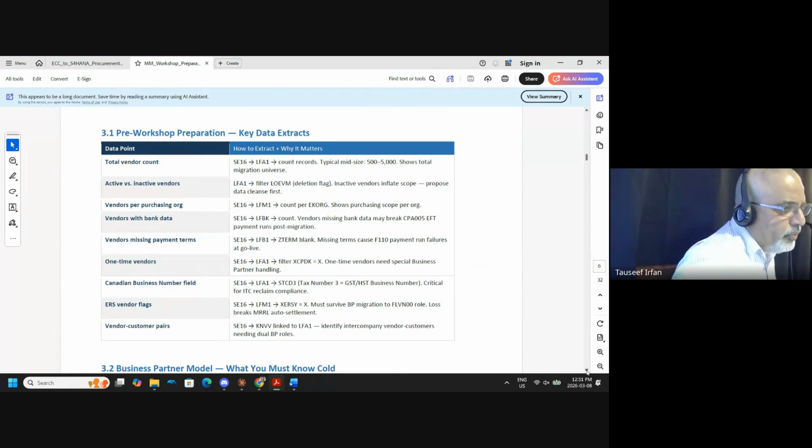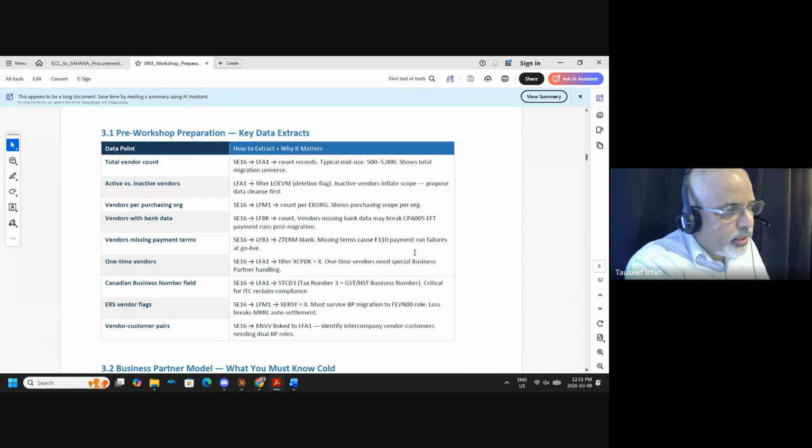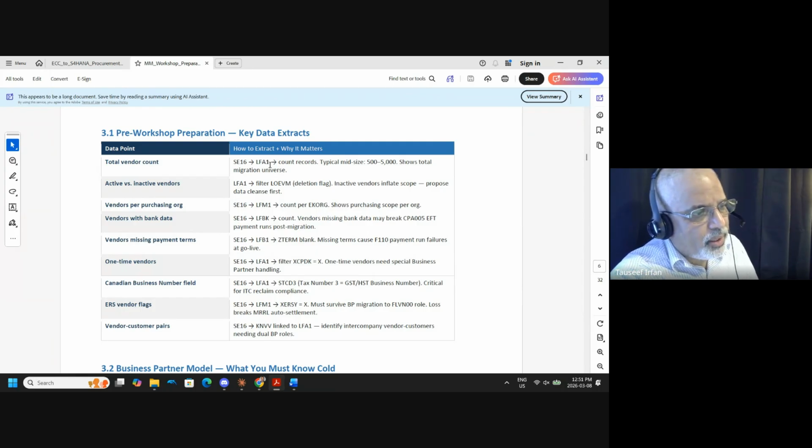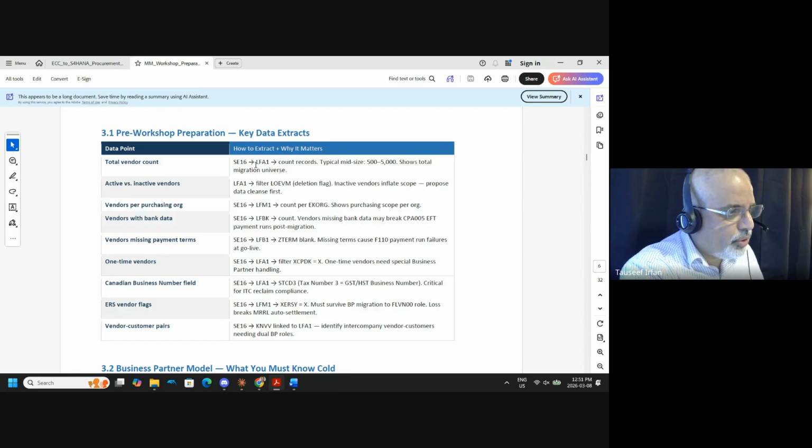So you see the total vendor count. Now you know that LFA1 is a table from the old ECC. You generate that in ECC and you know how many vendors are there. And then you can do active versus inactive vendor analysis.